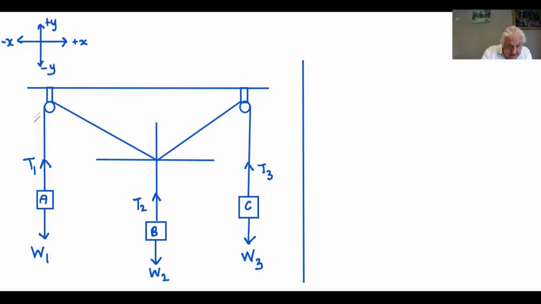Now, my tension is the same throughout, so at this point, which I'll call point B, this string pulls on this point with a tension T1. Oh, let me try and draw better than that.